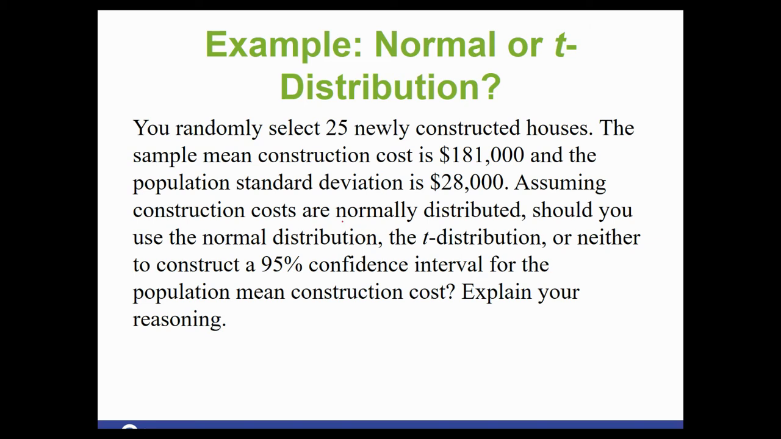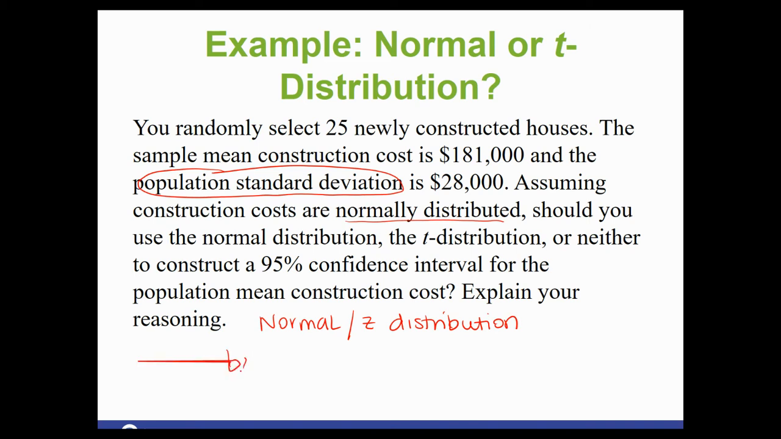So first things first, it does say normally distributed. It's either that or sample size had to be bigger than 30. So we do have that. Then the next thing we notice is the population standard deviation. So this is a normal, sometimes we call it a Z distribution, because you're given that population standard deviation. That's the big one.